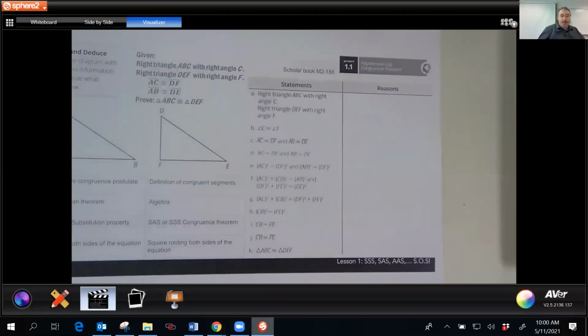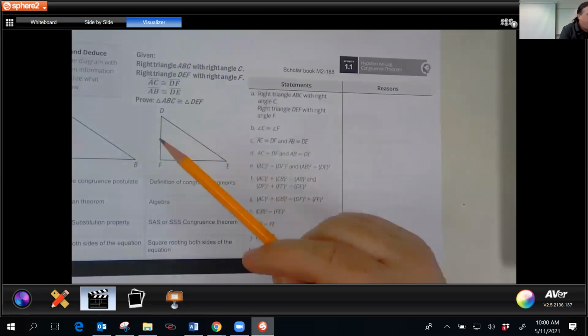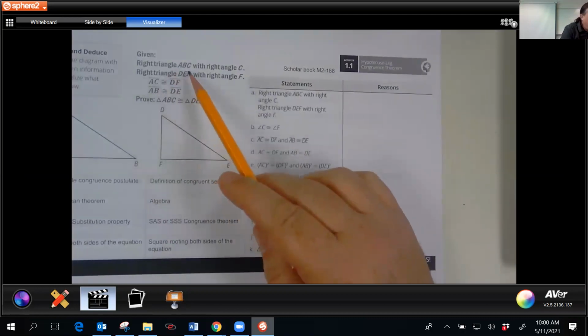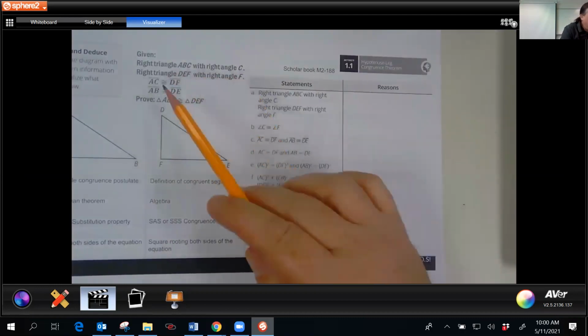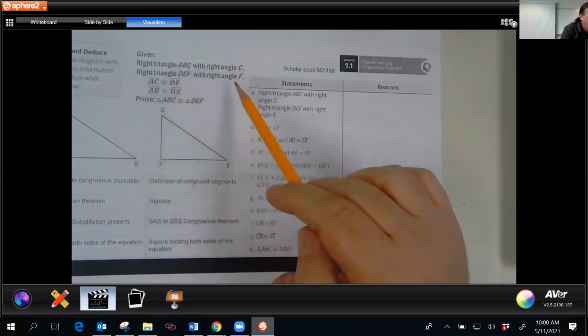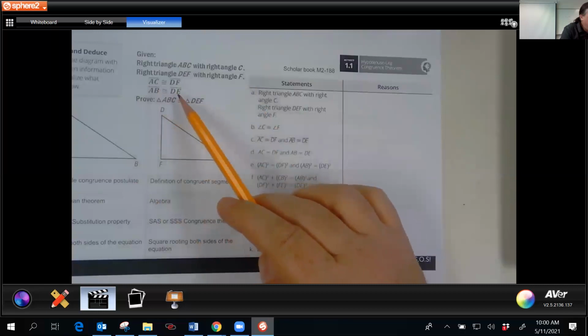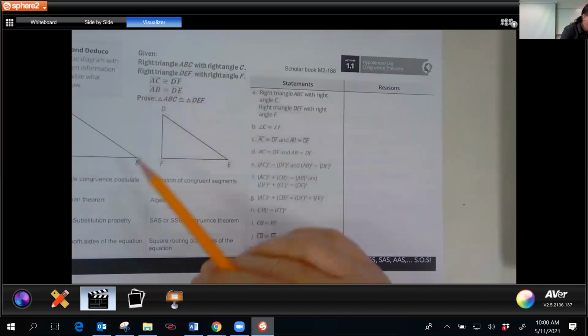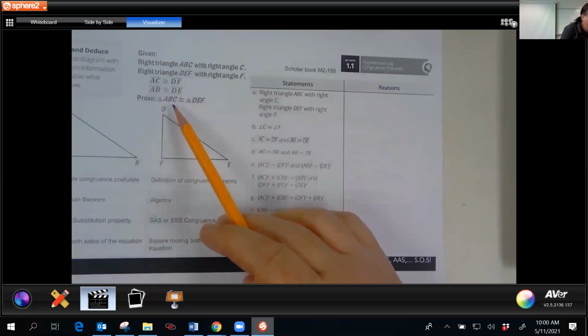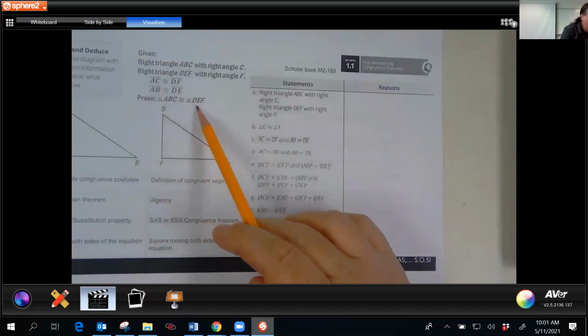So what do we know? We have the right triangle ABC with right angle C, right triangle DEF with right angle F. AC is congruent with DF, AB is congruent with DE. And we need to prove that triangle ABC is congruent to triangle DEF.